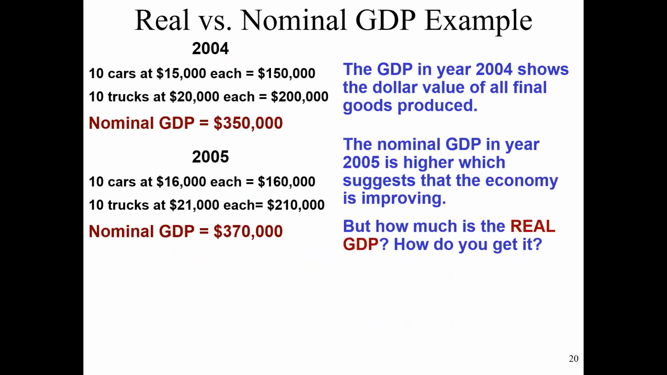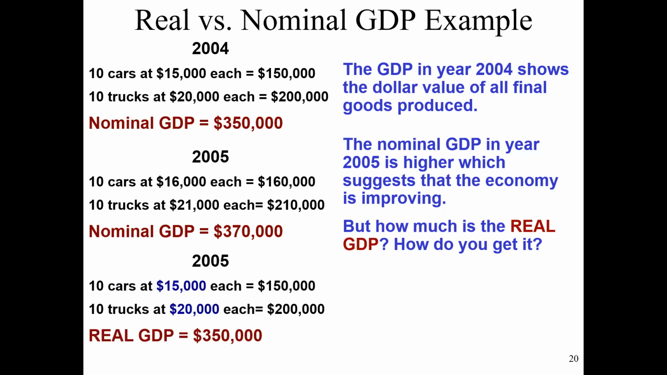And then here was the example, right? You did 2004 as the base year. In 2005, nominal GDP goes up, but notice we have the same amount of cars and trucks. We haven't produced more, prices just went up. So what's going to happen to real GDP? Real is going to multiply by the base year's price, and real stayed the same.